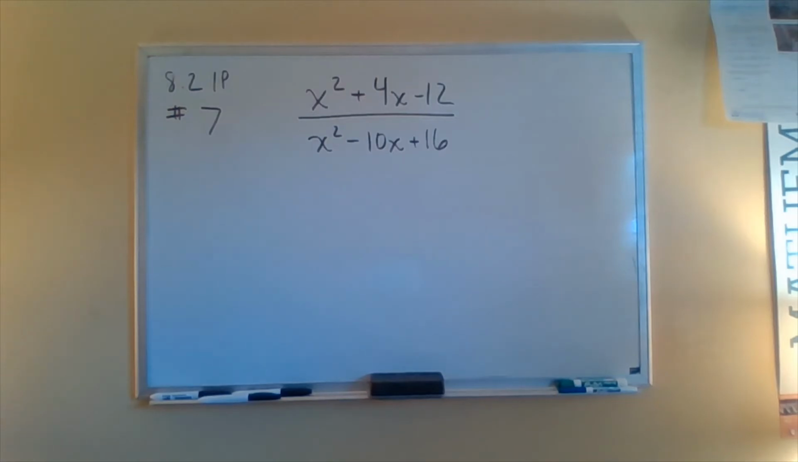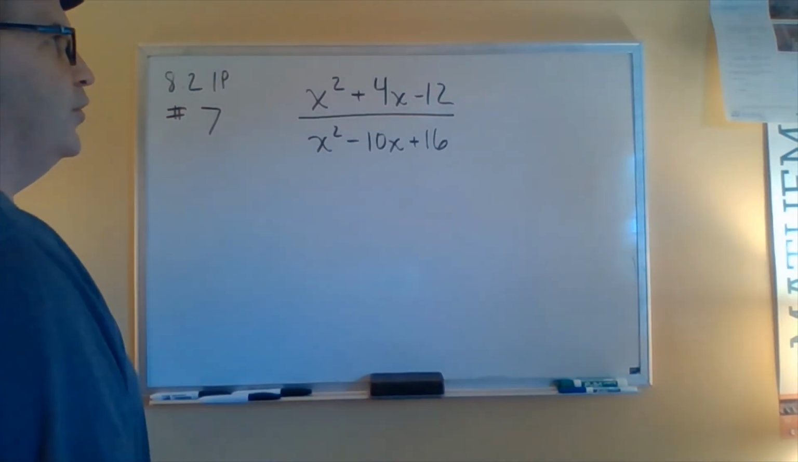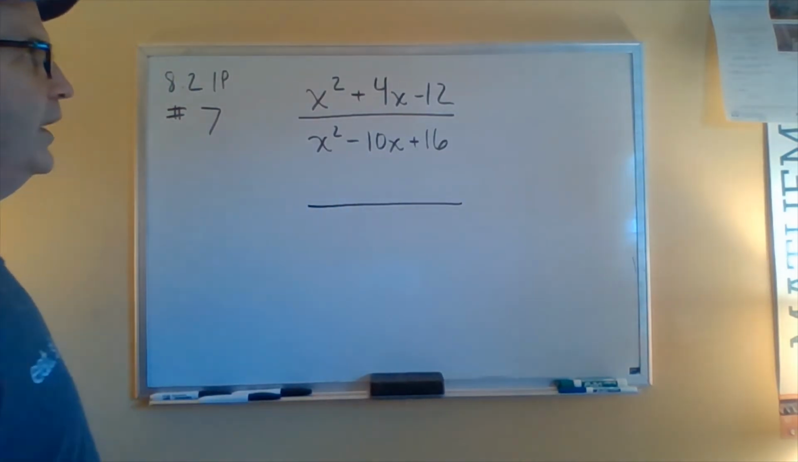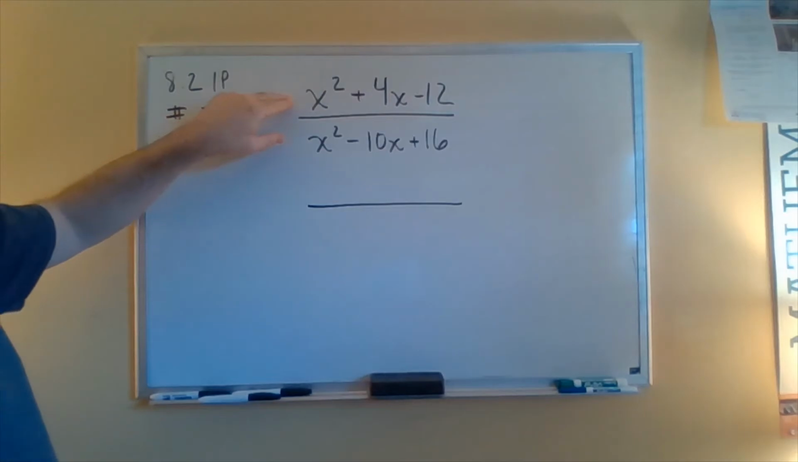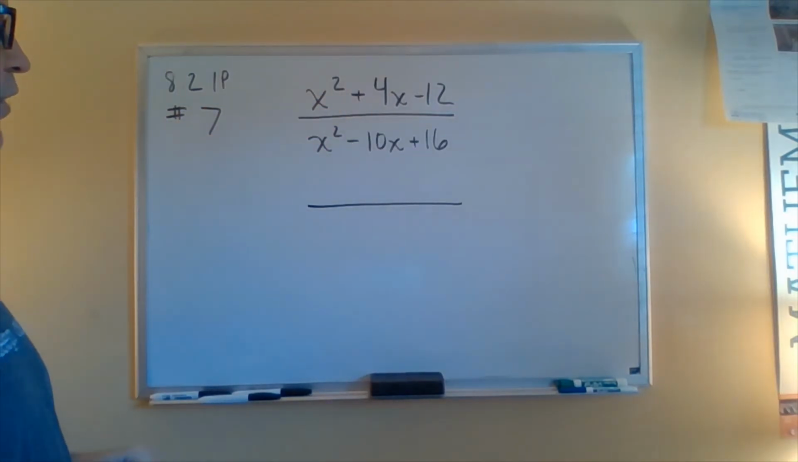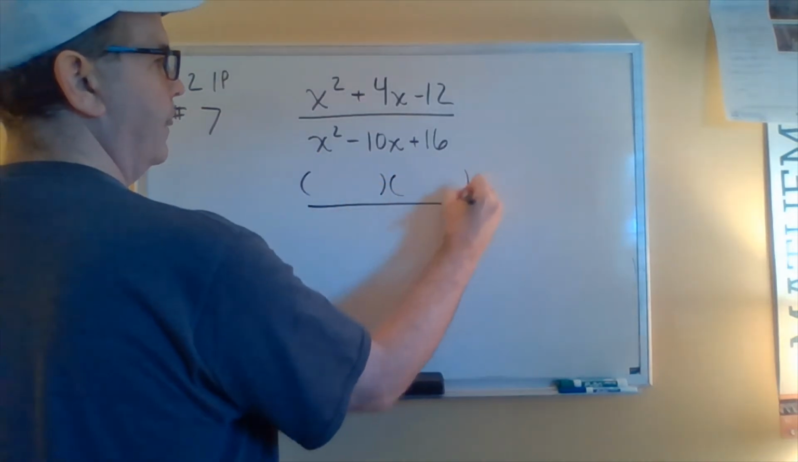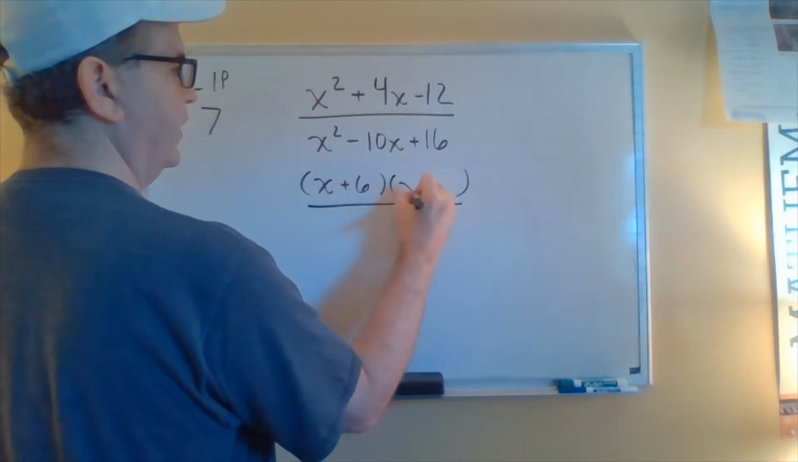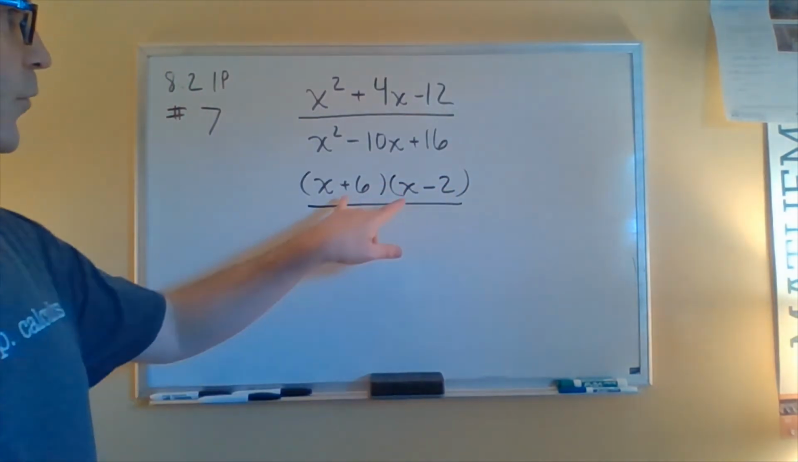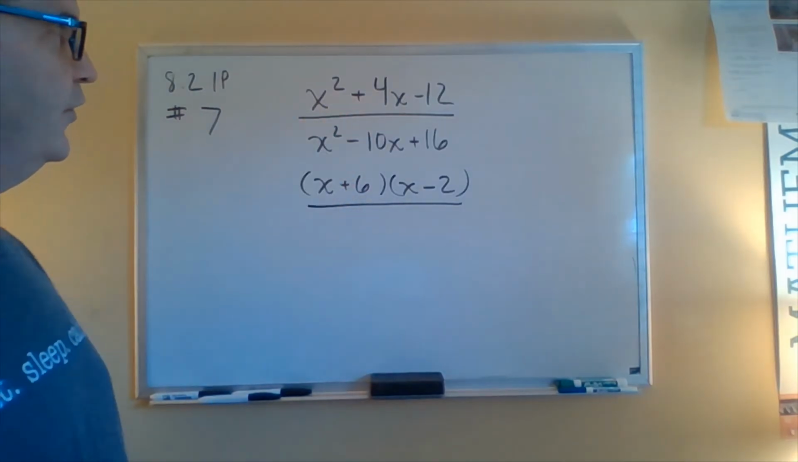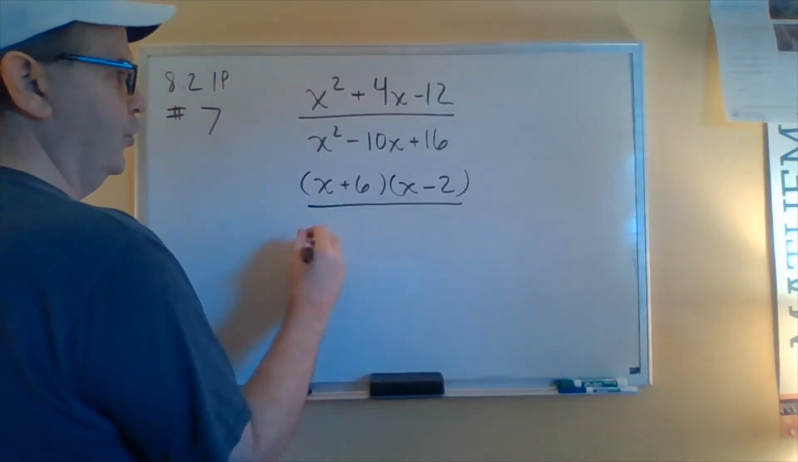Number 7, I have a trinomial x squared plus 4x minus 12 over x squared minus 10x plus 16. I'm going to try to factor both of these trinomials, see if I can cancel anything out. So there are two numbers I can multiply together up here in the numerator that'll give me negative 12. And when added together, give me a positive 4. I believe we'll have x plus 6, x minus 2. If I multiply 6 and negative 2, I do get negative 12. If I add 6 and negative 2, I do get a positive 4. So this is the factored form of our numerator.